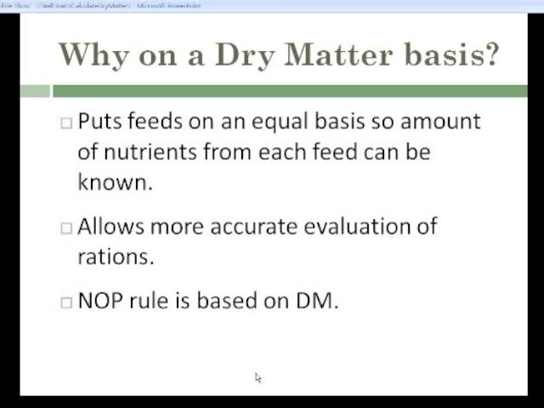So why are we going to keep talking about everything on a dry matter basis? The reason is that it puts all of the feeds on an equal basis so that the amount of nutrients from each of those feeds can be known, and then you can compare and evaluate rations more accurately. And then most importantly is the organic rule. All of these new pasture standards are based on dry matter and dry matter calculations.